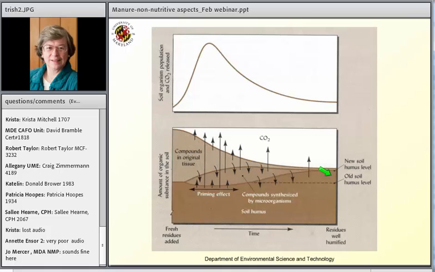Now let me stop for just a moment and say that how much humus you're going to get, increase in humus, you're going to get is really very much a function of what material you put into that soil.